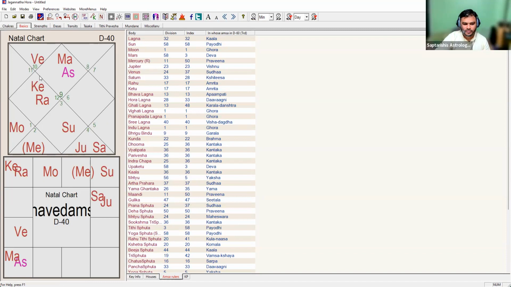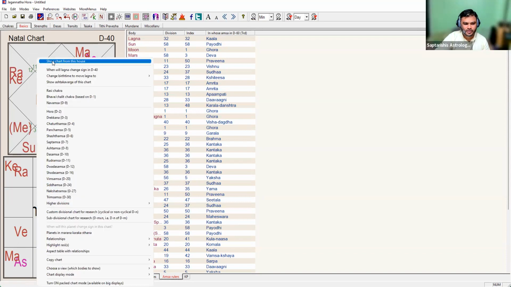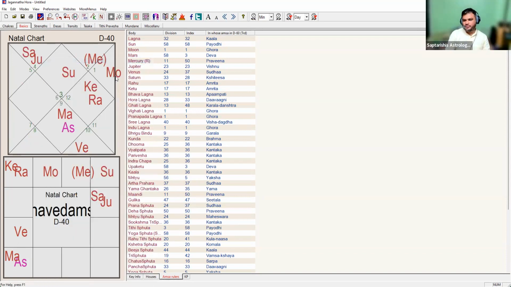Gemini Lagna. So any common planets are also affected here, out of Moon, Mercury, and what else? Mars. Out of these three planets.